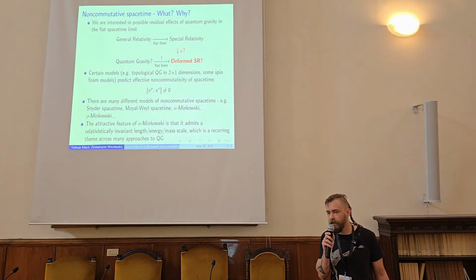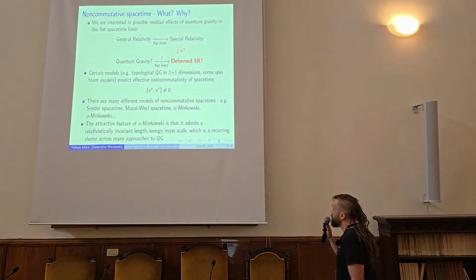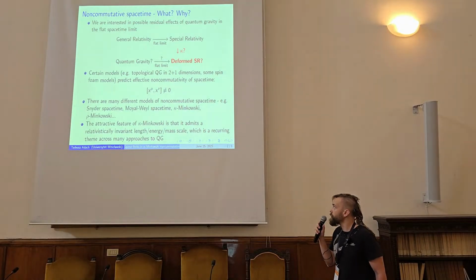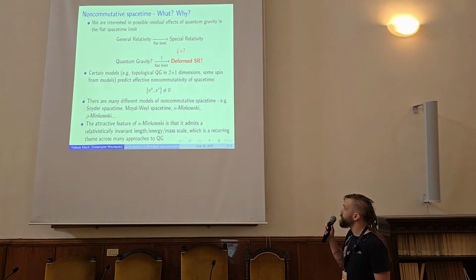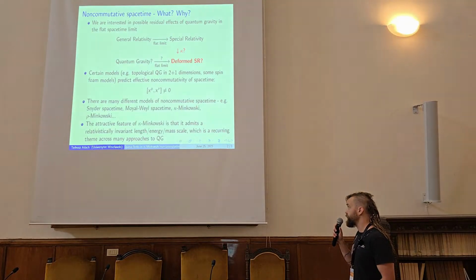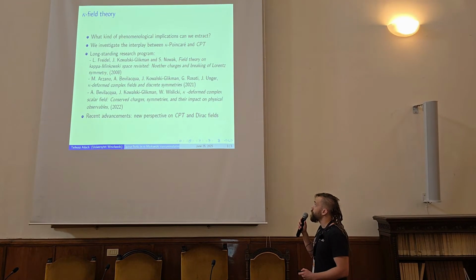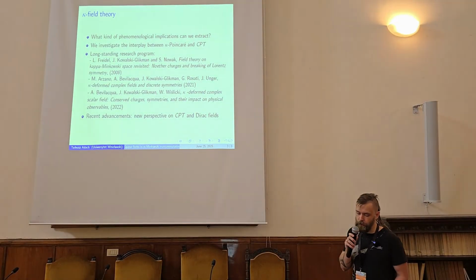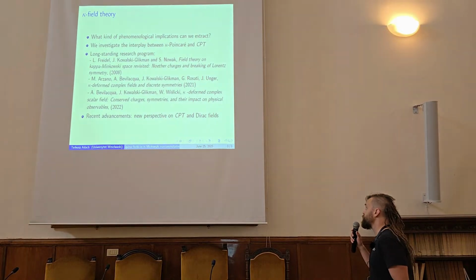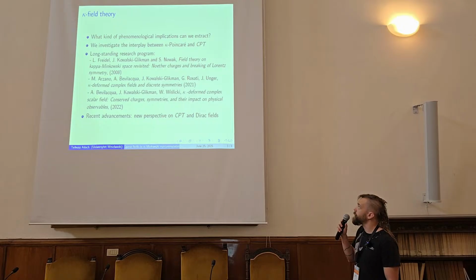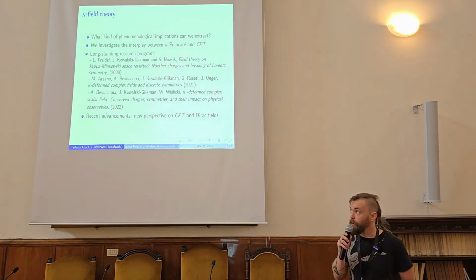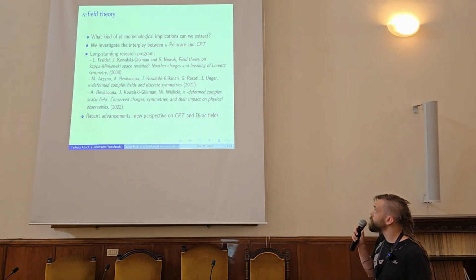And one such effect that's actually predicted by some models is non-commutativity of space-time. So the space-time coordinates having some kind of non-trivial commutation relation. Of course, we don't know what that relation may be. It could be many different things, and there are many different models. The one that I'm working with, Kappa-Minkowski, has this nice property of admitting an invariant length scale, which is something reasonable to expect of a theory that comes from quantum gravity. Now, what do we do with this? We want to find some phenomenological implications. So we're trying to formulate field theory on this non-commutative space-time, and we are especially focused on the interplay between this quantum space-time and discrete symmetries, CPT.